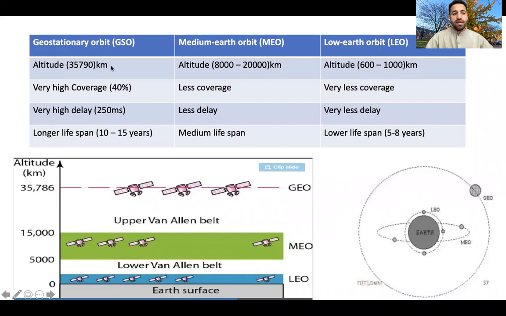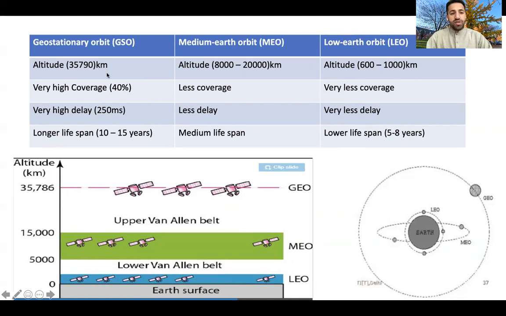Geostationary satellites are very high in space. The distance from the surface of Earth is around 35,790 kilometers, while medium Earth orbit satellites and low Earth orbit satellites are comparatively near to the Earth's surface. Because the geostationary satellites are very high in altitude, they will cover a very large surface area of planet Earth. It's around 40% of the surface that will be covered by a single geostationary satellite. This coverage is comparatively very low in medium Earth orbit and low Earth orbit because of their altitude from the surface.